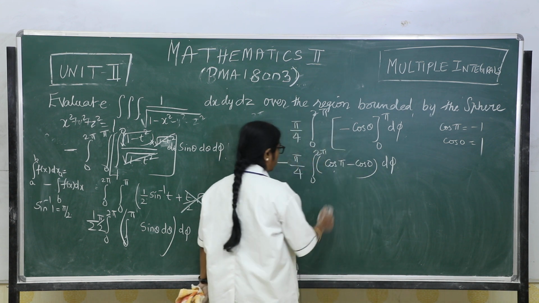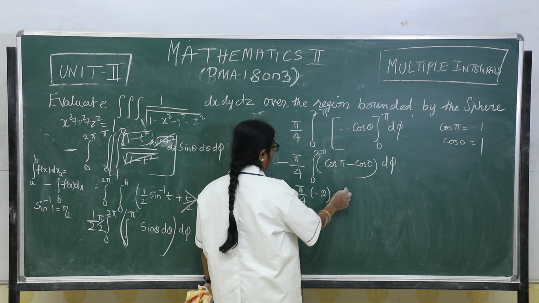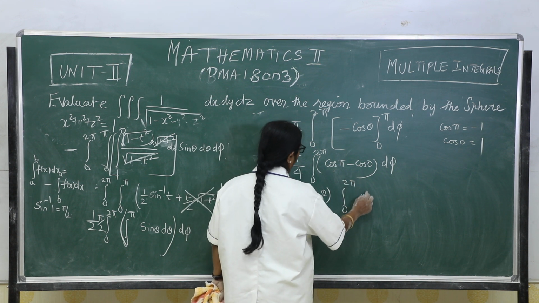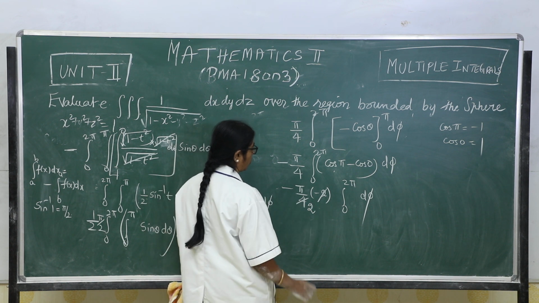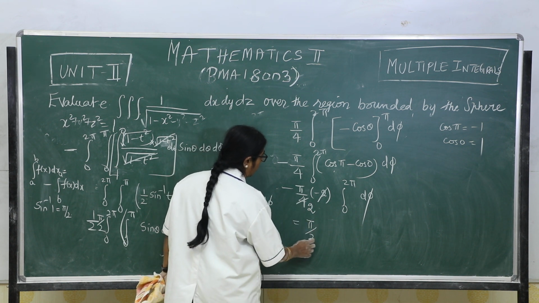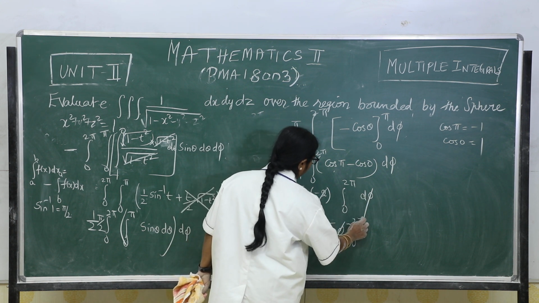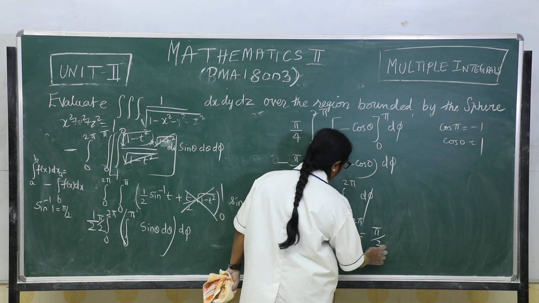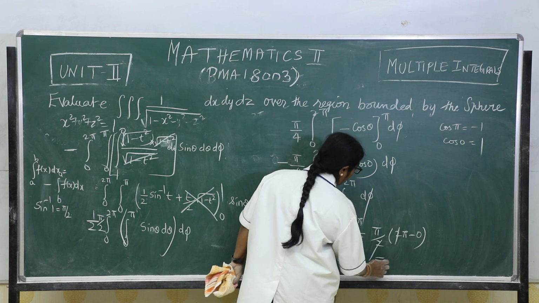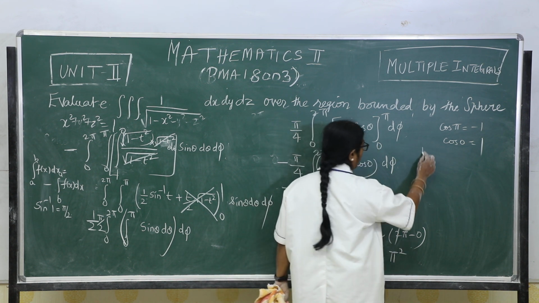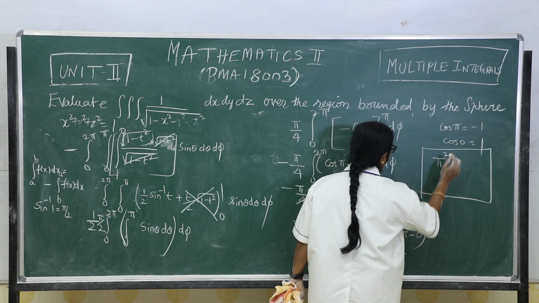So, minus 1 minus 1 becomes minus 2, minus pi by 4 into minus 2 into integral 0 to 2 pi d phi. This gets cancelled, you get 2. So, you get pi by 2 into, what is the integral of d phi? Phi between 0 to 2 pi. Therefore, pi by 2 into 2 pi minus 0, and therefore the 2 gets cancelled. The answer is pi squared. So, the entire triple integral answer is pi squared.